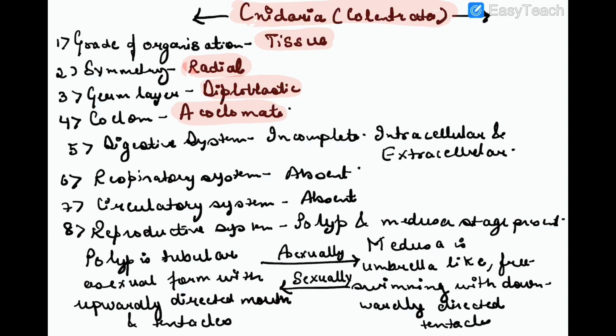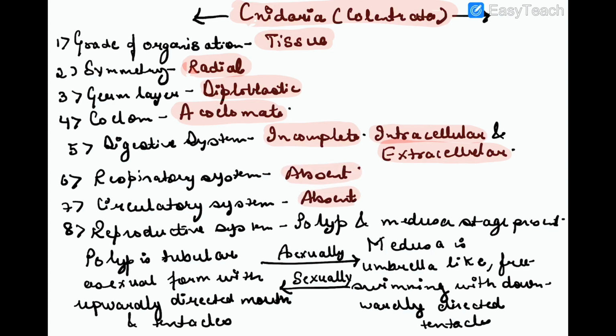Digestive system. Digestive system is incomplete, which means they have a single opening which serves as both mouth and anus. Digestion can be intracellular, which means within the cell, or extracellular, which means digestion takes place outside the cell. Respiratory system is absent. Circulatory system is also absent.